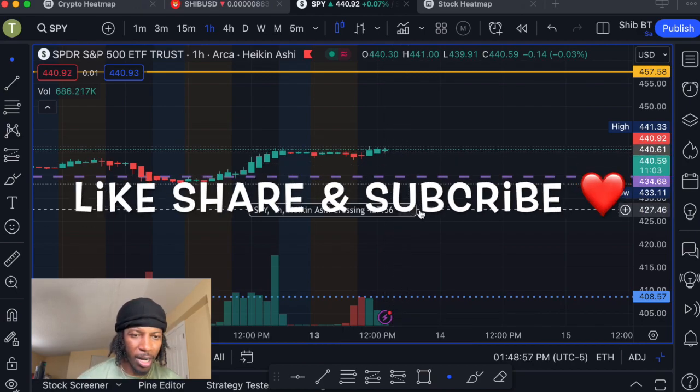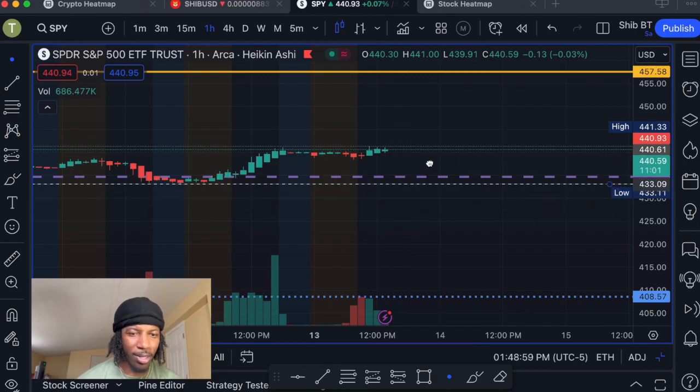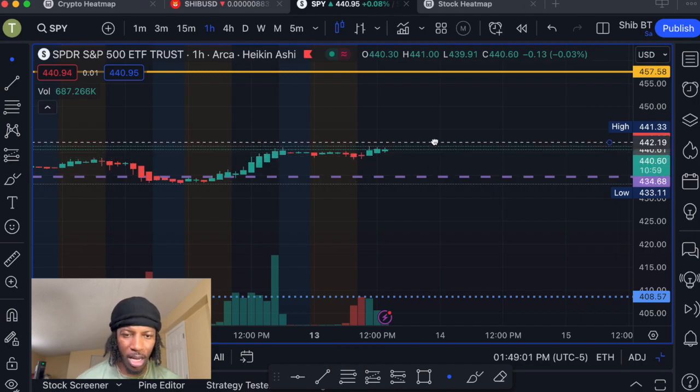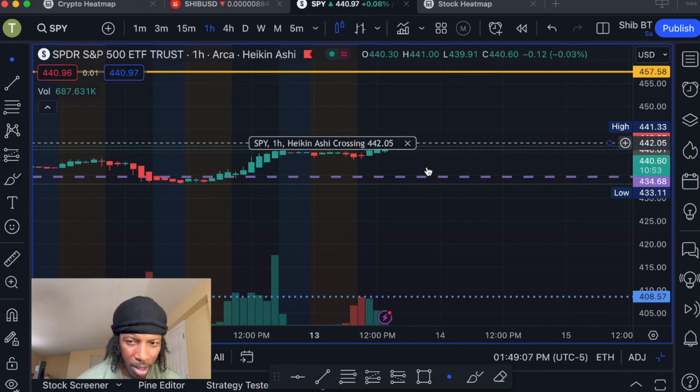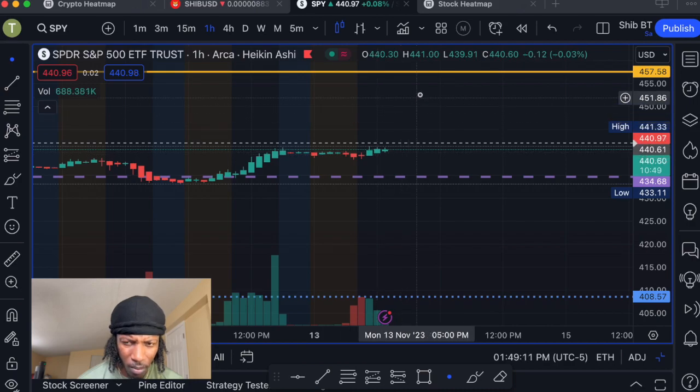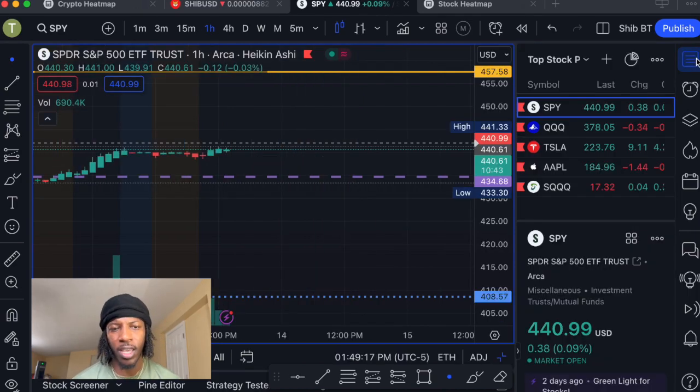Let's move this alert up to, we'll say, 442. 442 opens the door for 450 and also 460. That's SPY. Let's go ahead and jump into our next one.